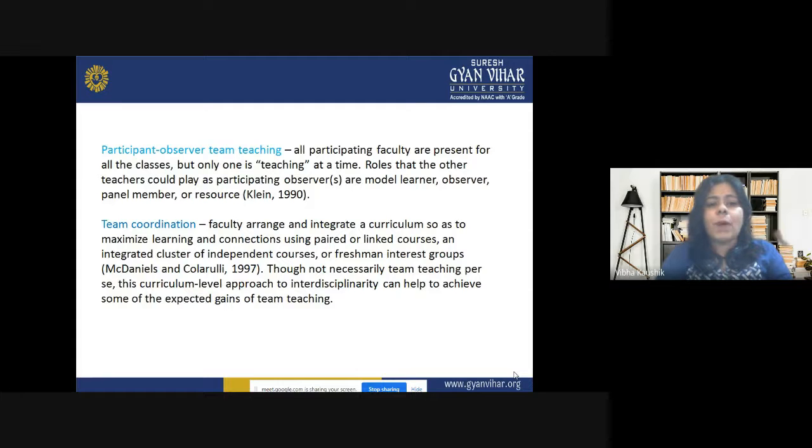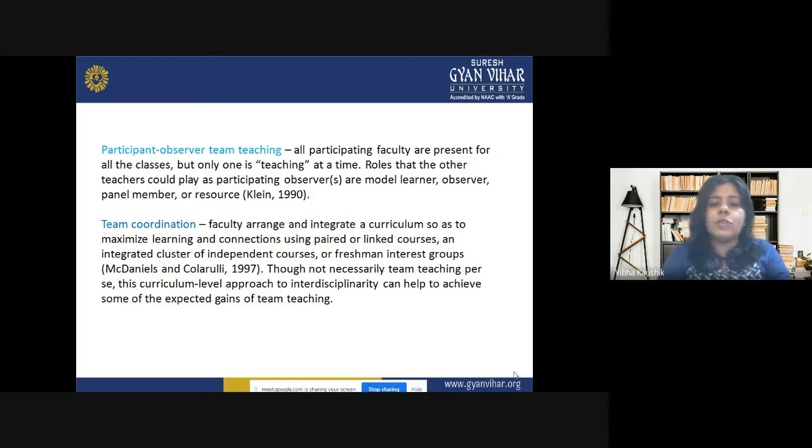The third one is participant observer team teaching. All participating faculties are present for all the classes, but only one is teaching at a time. Means all the participating faculty, all the teachers who are involved in the team teaching, are present at the time of teaching, but only one teacher is teaching at a particular time. The other teacher could play a role as participatory observer or model learner, observer, panel member, or resource.